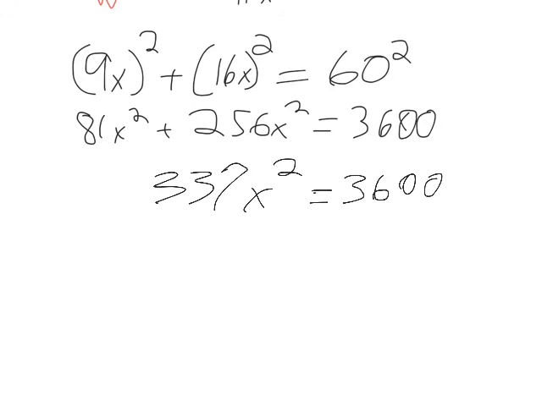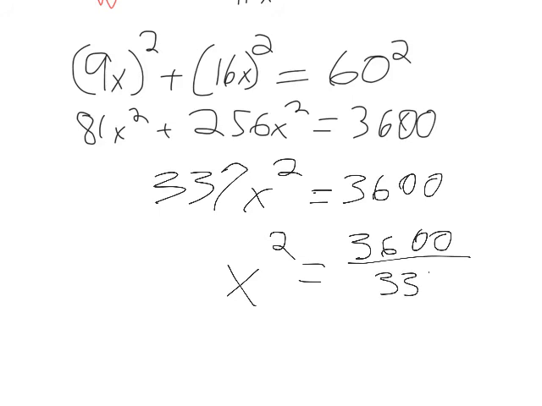All right, so we're going to have 3,600 divided by 337. And you can either go ahead and do that division now, or you can wait for a minute till we do the square root. That might be the easier thing. That way you're not rounding twice. Let's just write it as the fraction for now. Then do the division and take the square root.